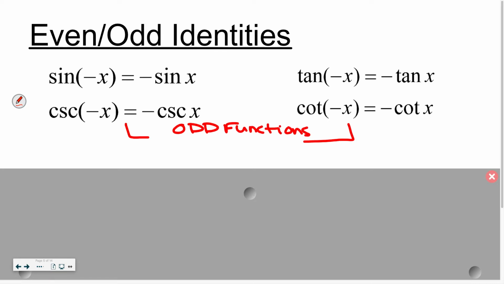And so if you think back to chapter 1, semester 1, we talked about odd and even functions. Odd functions are symmetric to the origin. And our algebraic test for odd functions was, does f of negative x equal negative f of x? Well, that's what's happening up here. Putting a negative x into the function, and you get the negative function value out.